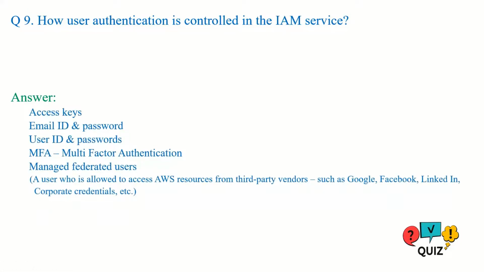To begin with, access keys, email ID and password that we use for our root user account to log in. That is one type of authentication. User ID and password, which is the IAM user that you create, the user ID and the password that you provide. That is another authentication. MFA, multi-factor authentication, and managed federated user. This topic we did not touch upon, but however, we can provide additional access for third-party software or vendors to log into your AWS console.